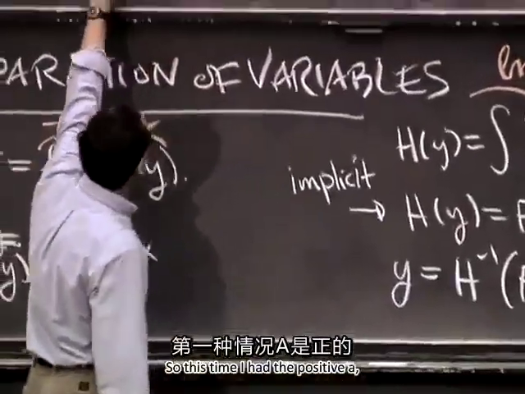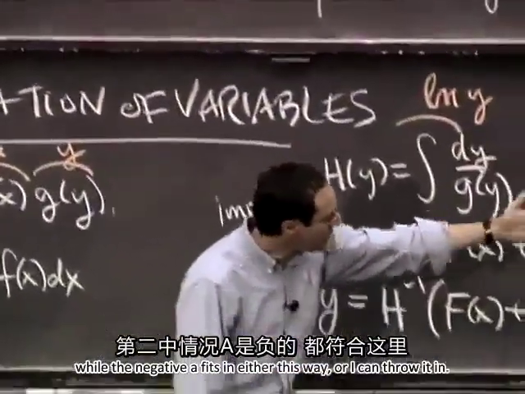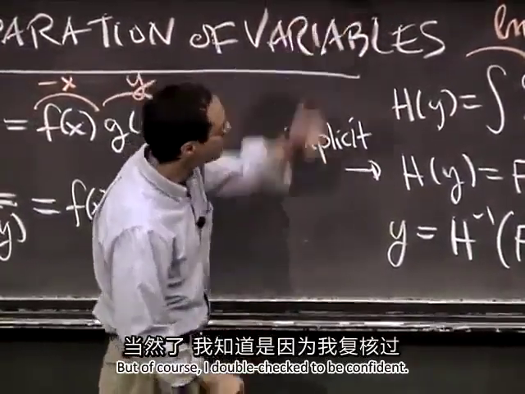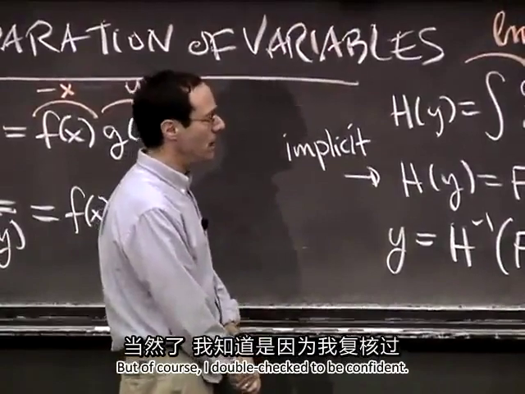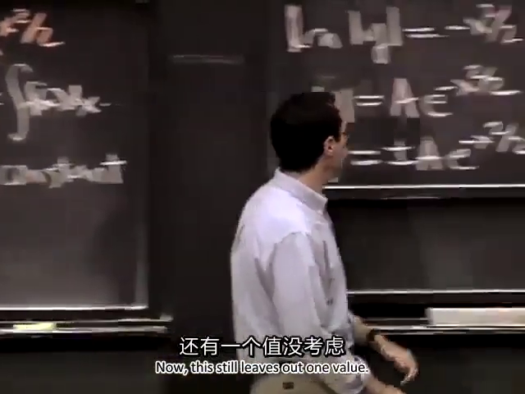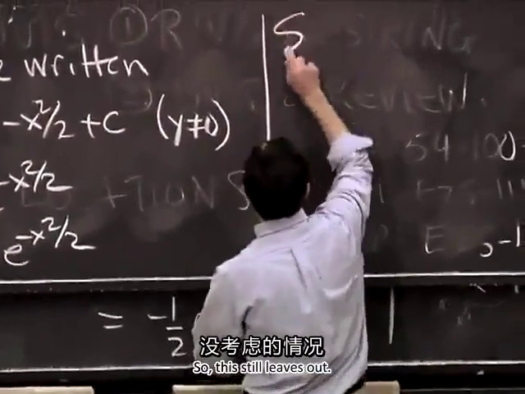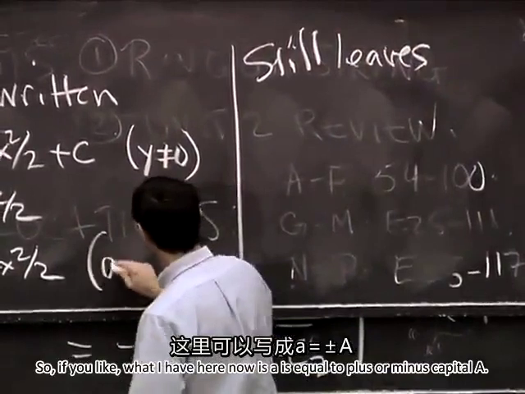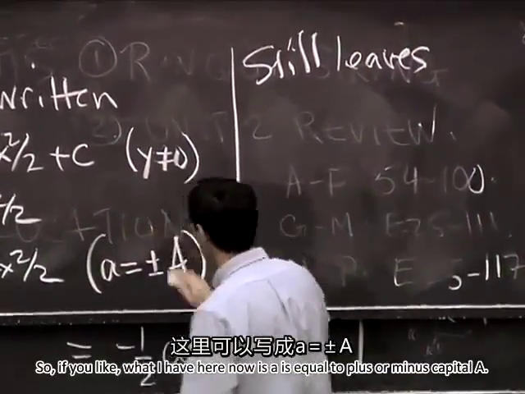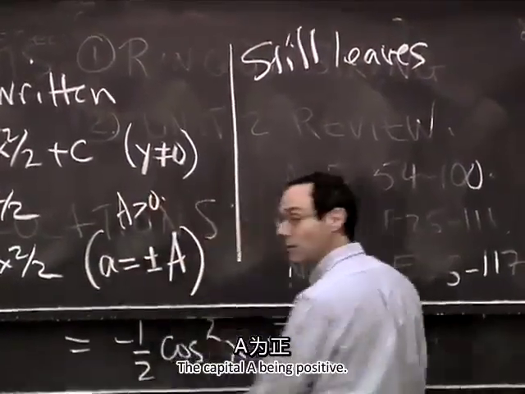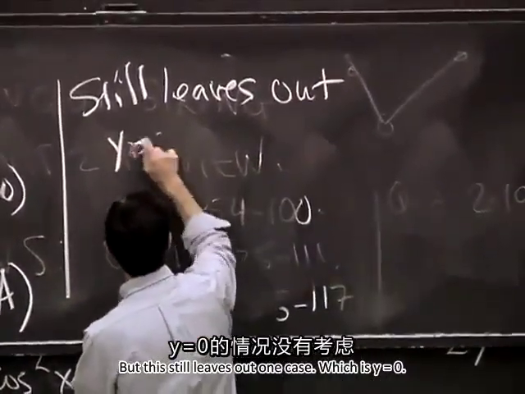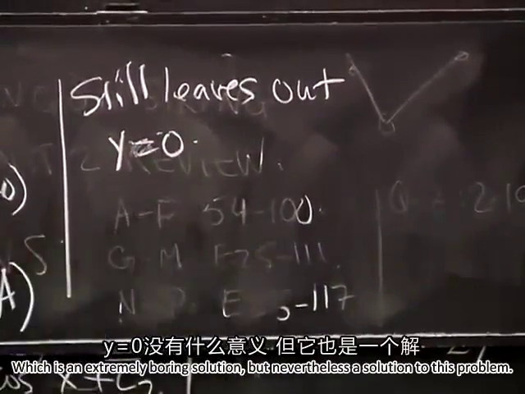So this time I had the positive a. Well, the negative a fits in either this way, or I can throw it in because I know that that's going to work that way. But of course, I double check to be confident. Now, this still leaves out one value. What I have here now is a equal to plus or minus capital A, the capital A being the positive one. But this still leaves out one case, which is y equals 0, which is an extremely boring solution, but nevertheless a solution to this problem.